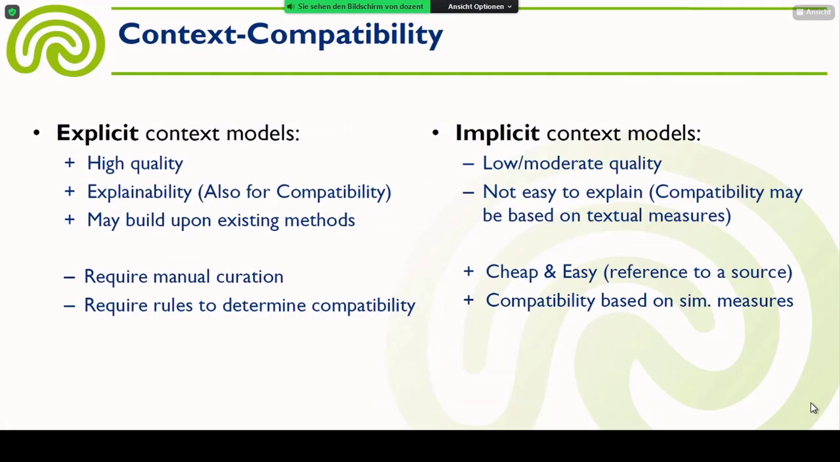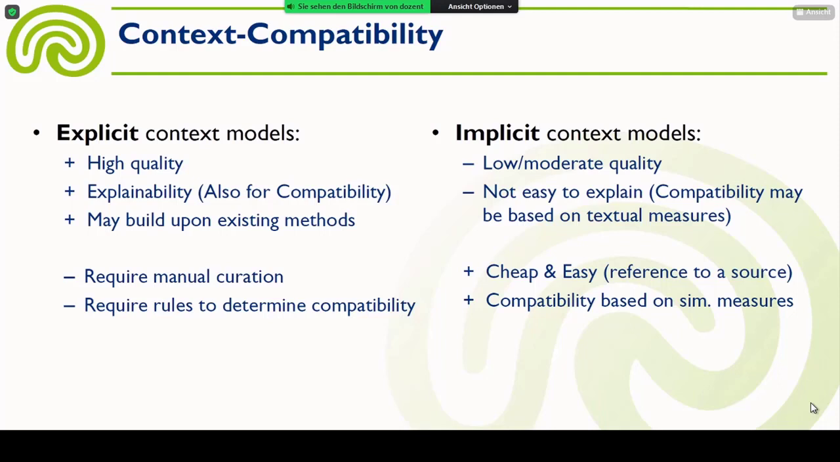In this paper, we've done a large discussion on the context topic and on context compatibility. Just a short overview. We have explicit models, high quality, have an explainability, you can define rules. So very suitable for digital libraries. But you see the problem. You need to model your context conditions and you need to specify rules. And this might work for small domains, but could be a problem for large domains. Or think about defining every context condition for Wikipedia or Wikidata.